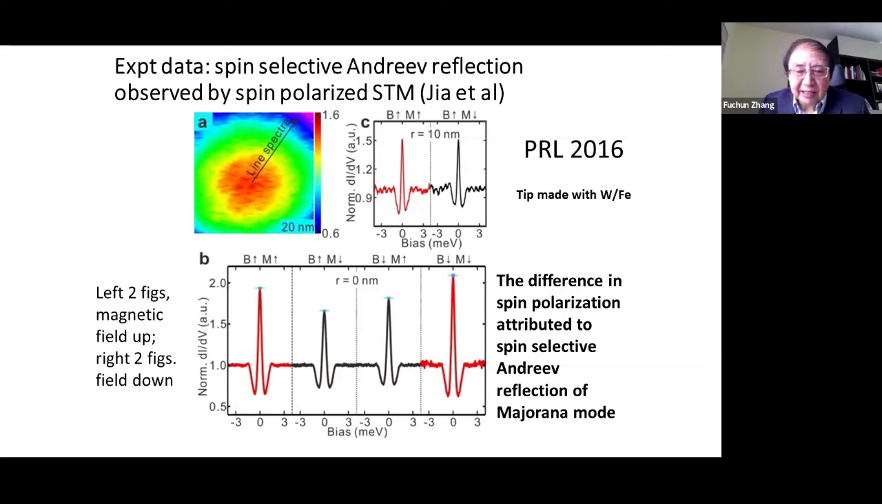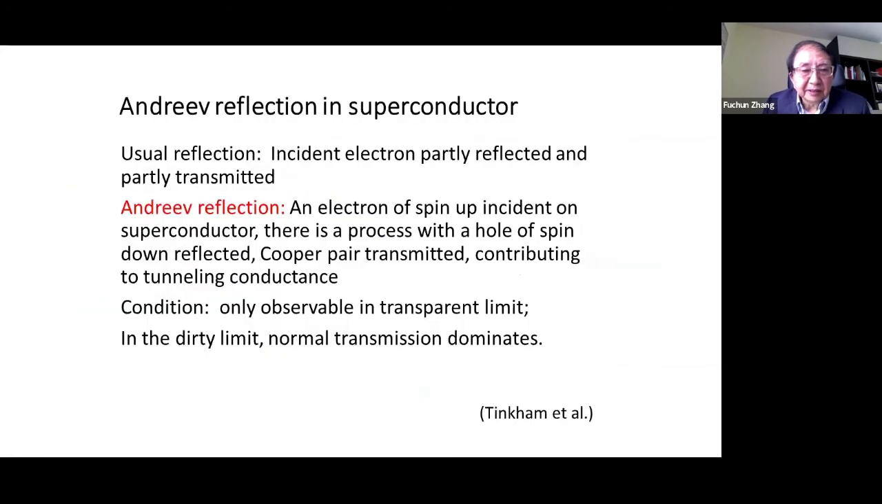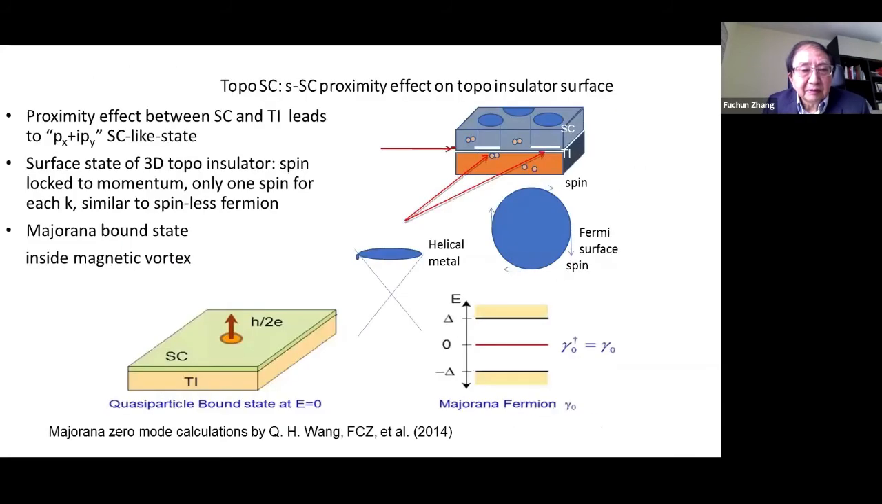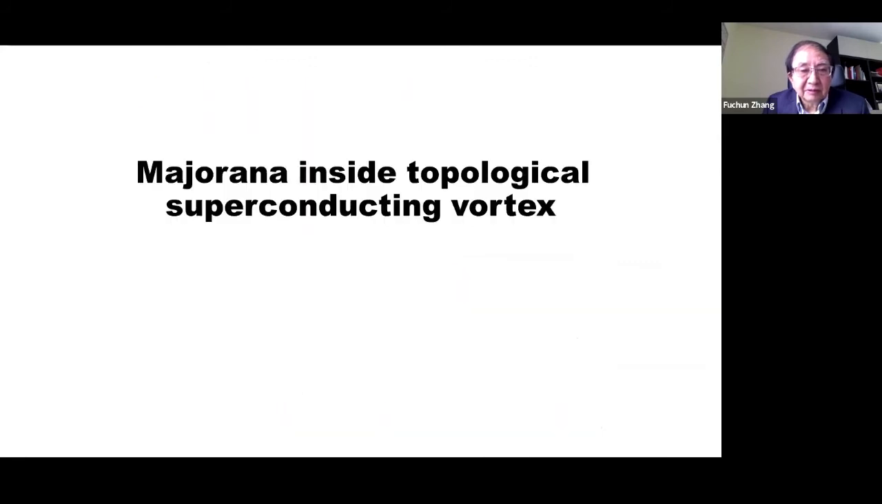The tunneling conductance, as I, let's see. Huh?